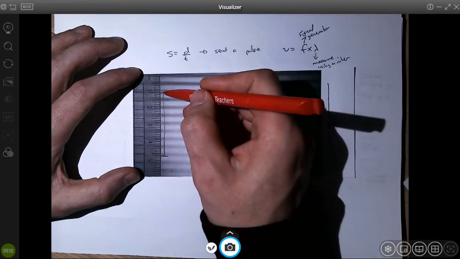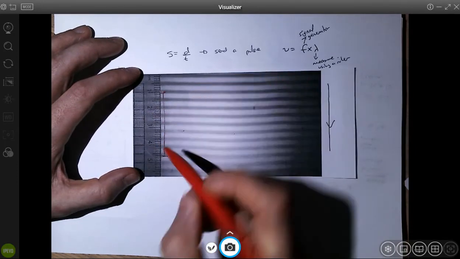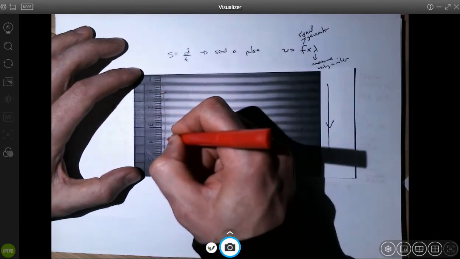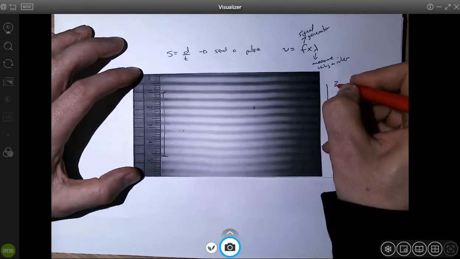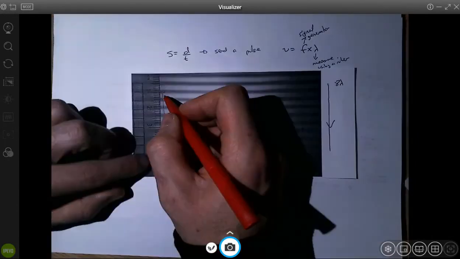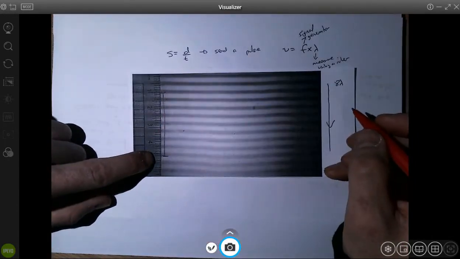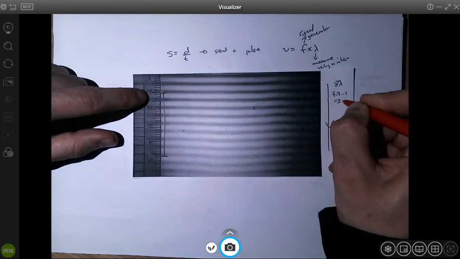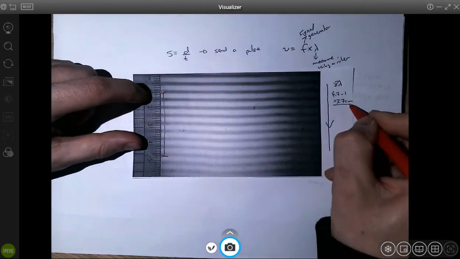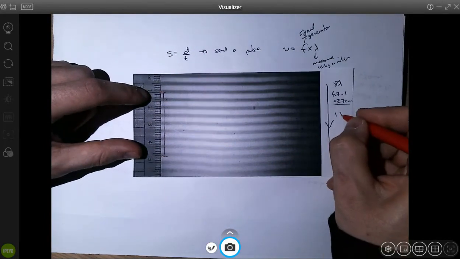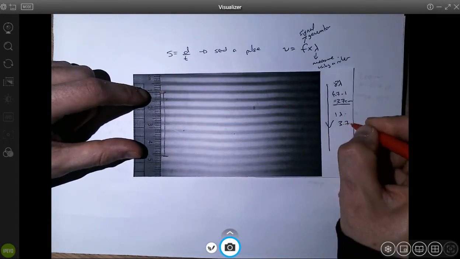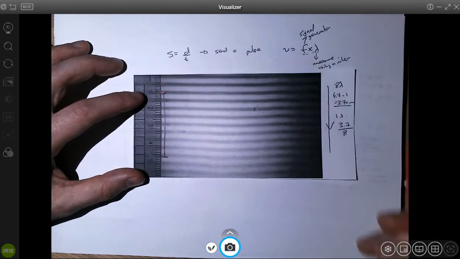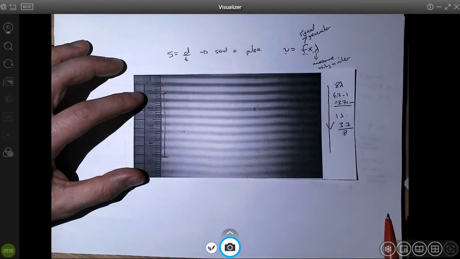So here I've drawn a line to represent the number of wavelengths. We've got 1, 2, 3, 4, 5, 6, 7, 8 wavelengths. 8 wavelengths corresponds to, this is what, 4.7 minus 1, which is 3.7 centimeters. So that's 8 wavelengths. So 1 wavelength is obviously 3.7 divided by 8. And then you plug that into this formula with the frequency from the signal generator and work out the speed.